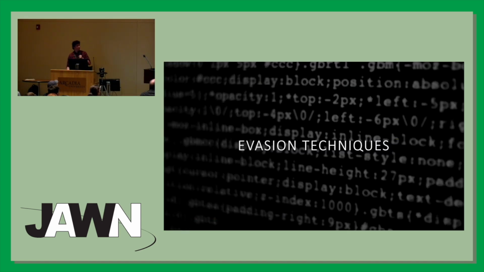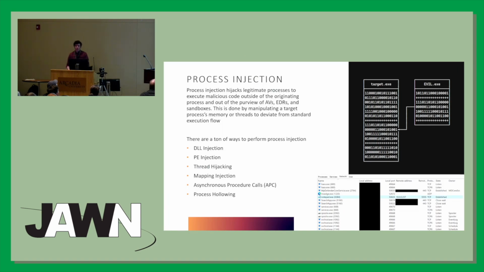So now we're going to get into some evasion techniques. These are some of the things that I've worked on and implemented that have been the most effective at evading antivirus solutions. First, we're going to start off with process injection. This is the quintessential technique for bypassing AVs, EDRs, and sandboxes. This has been done for ages. Process injection is a technique where, by manipulating a target process's memory or threads, it can deviate from its standard execution flow and be redirected to where our payload is.